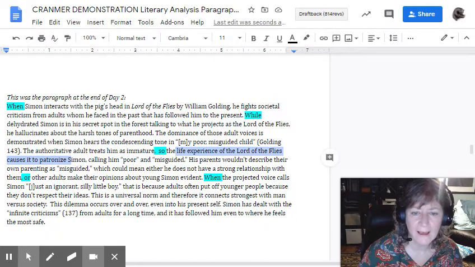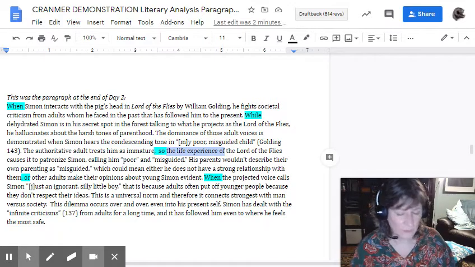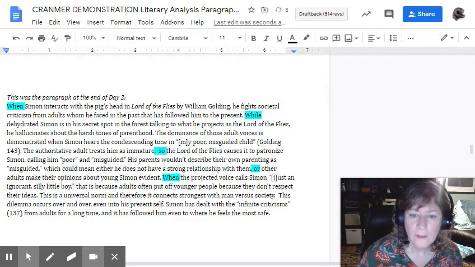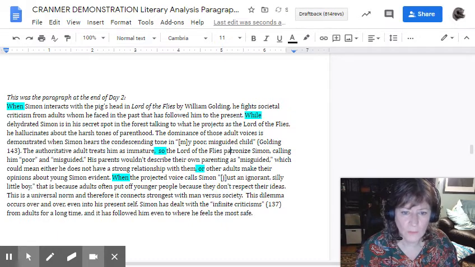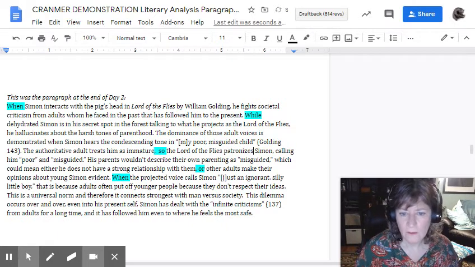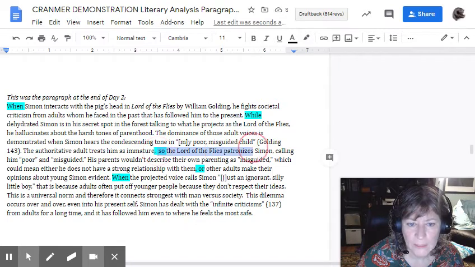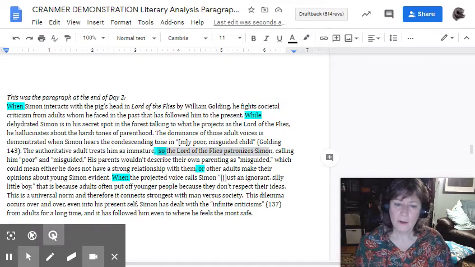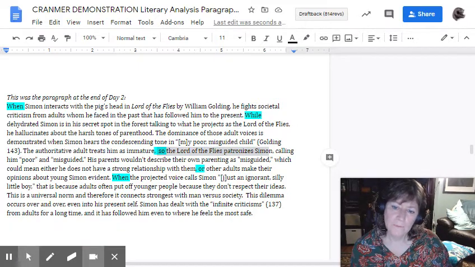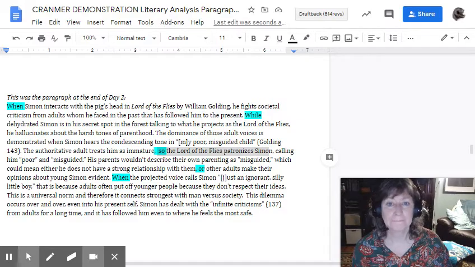The Lord of the Flies is not alive, right? We need to get rid of a couple things here. So let's get rid of that because the Lord of the Flies is not alive, so it does not have life experience. So now we have "so the Lord of the Flies causes it to patronize Simon." We don't actually have to have "causes" anymore because we got rid of that life experience. So now we can just say what the Lord of the Flies does, right? So now we have "so the Lord of the Flies patronizes Simon, calling him poor and misguided." That's a little bit cleaner, and I will show you how to do more things with this paragraph in class. See you soon.